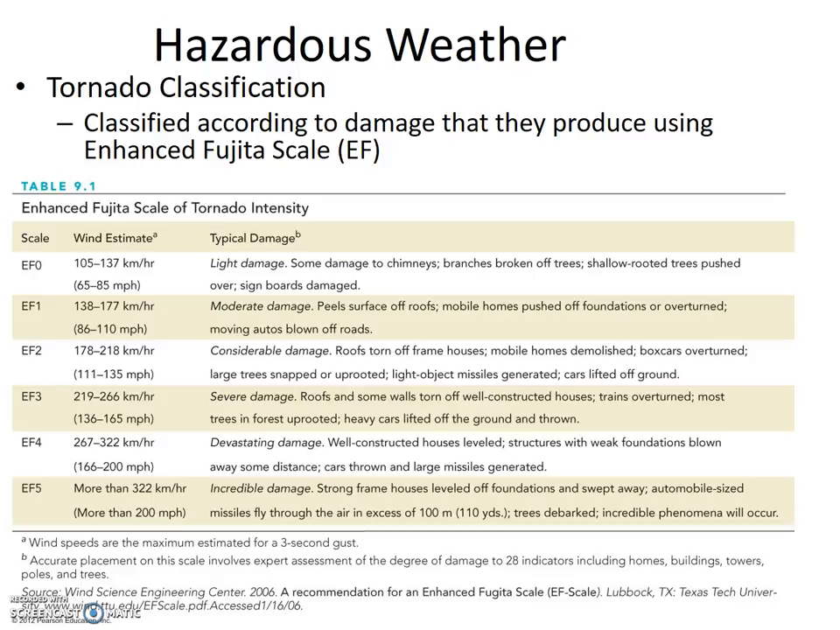Light damage to homes and trees, signs damaged, and probably mobile homes decimated. They always are. Compare that with an EF5, winds more than 200 miles per hour. Incredible damage. Well-built buildings are leveled, moved off foundations, and swept away. Car-sized missiles fly through the air more than 100 meters. Trees debarked, possibly dogs too.